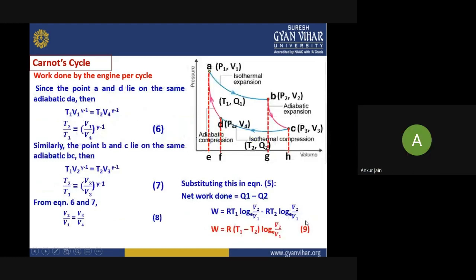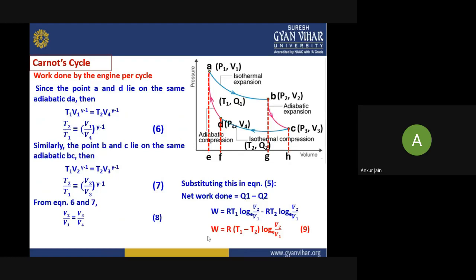Now since this term is common from both sides, R is common, we can take it out: R into T1 minus T2 log of V2 upon V1. So this is the total work done in a complete Carnot cycle. Okay, this is the expression for work.